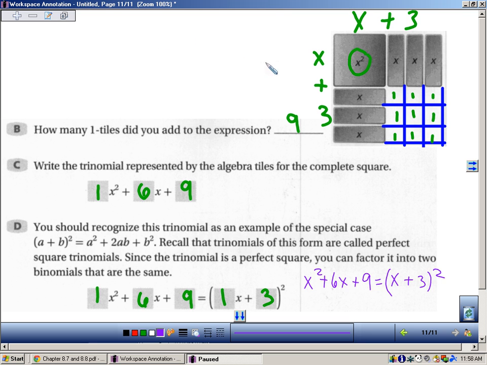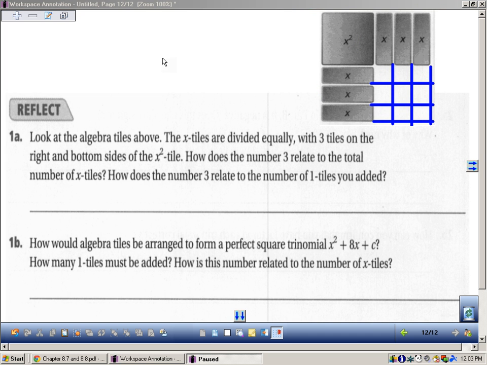Now, I'm going to keep moving forward. Focus, concentrate, and think about what we're doing. So now we're going to reflect. I'd like you to spend some time reflecting before I start reflecting. So take a look at this reflection at the bottom of the page, part 1A and part 1B.